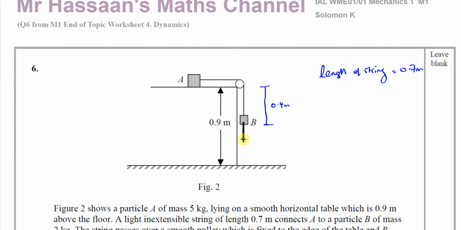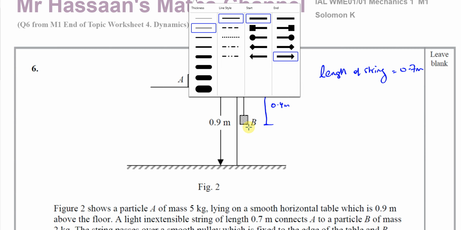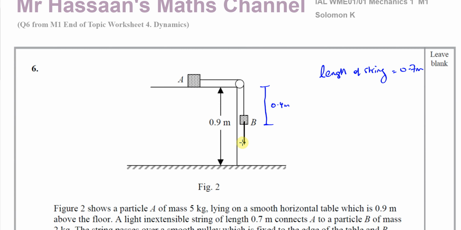Now, B is going to have its weight acting vertically down. So is A, its weight is going to be vertically down. So you've got 5 kilograms, so that's 5g newtons for A. And you've got 2 kilograms, so that's 2g newtons for B, acting vertically down.